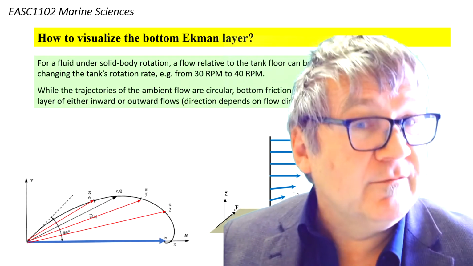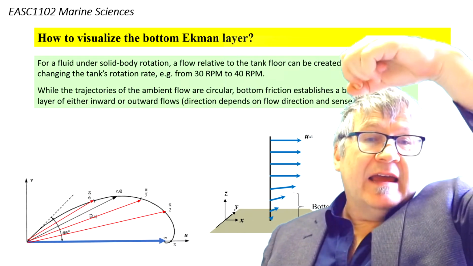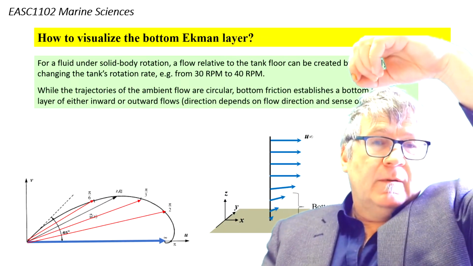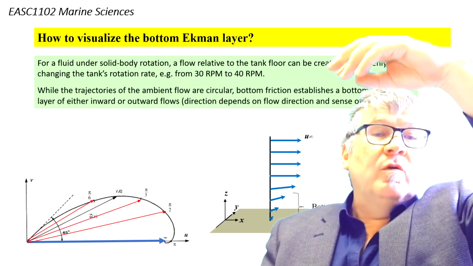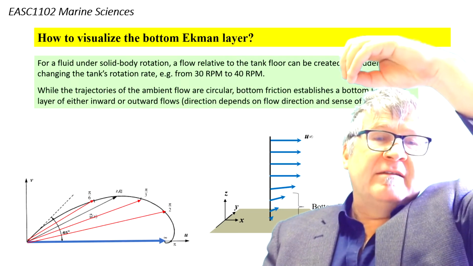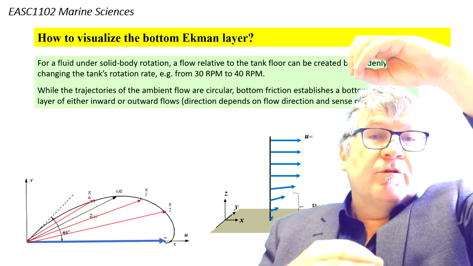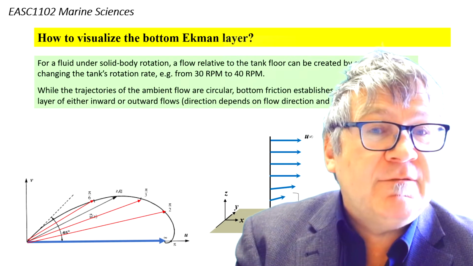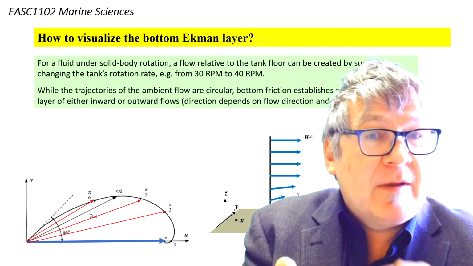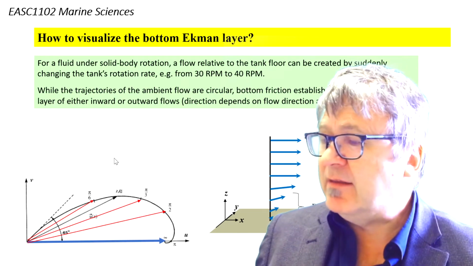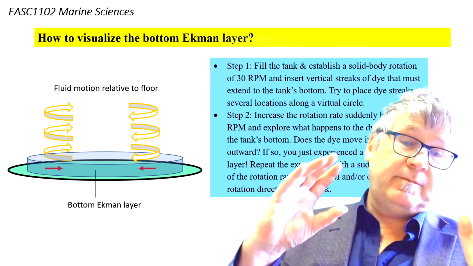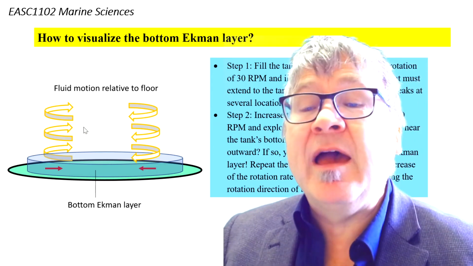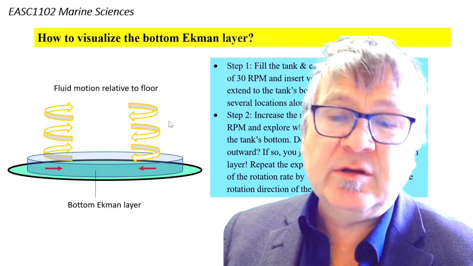How do you visualize it? You visualize it by adding a dye streak, a dye that touches the seafloor. Okay, and if you look from above, you should only see a patch of the dye. But if you change the rotation rate, if you create that flow, something happens near the bottom of your tank in the Ekman layer. I try to illustrate that on the next slide. So you have that rotation, sorry, you have that fluid motion relative to the floor of your tank.